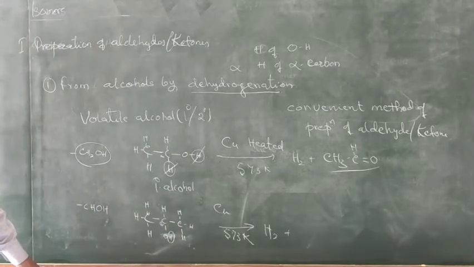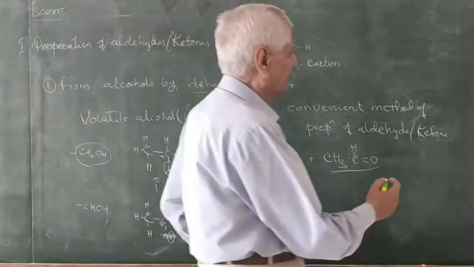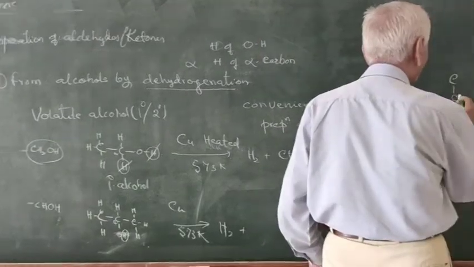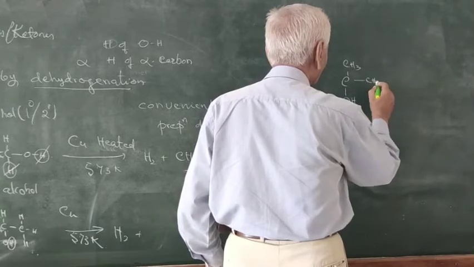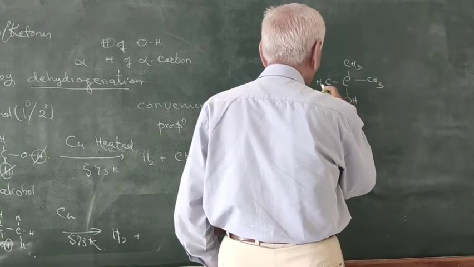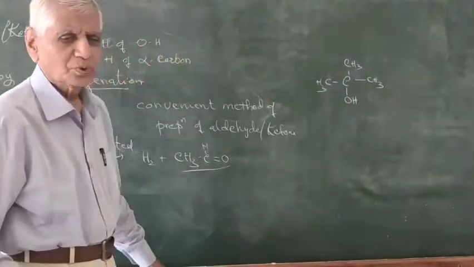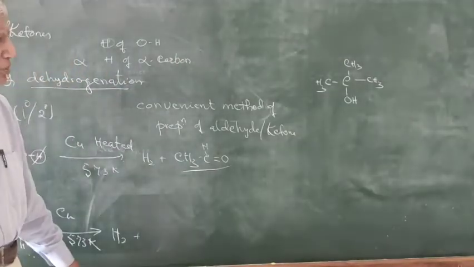Can you tell me why you cannot prepare ketone or aldehyde from tertiary alcohol? Tertiary alcohol is this. This is tertiary alcohol, COH.